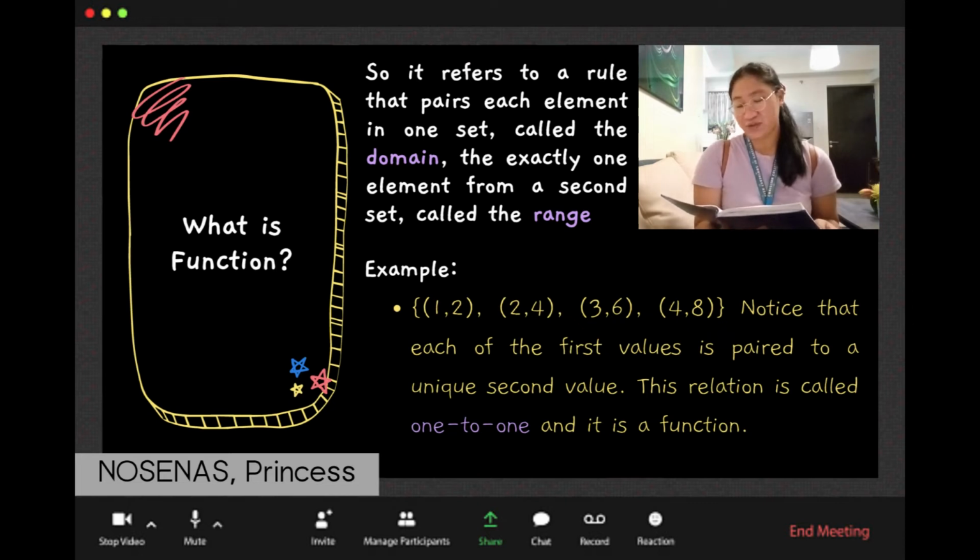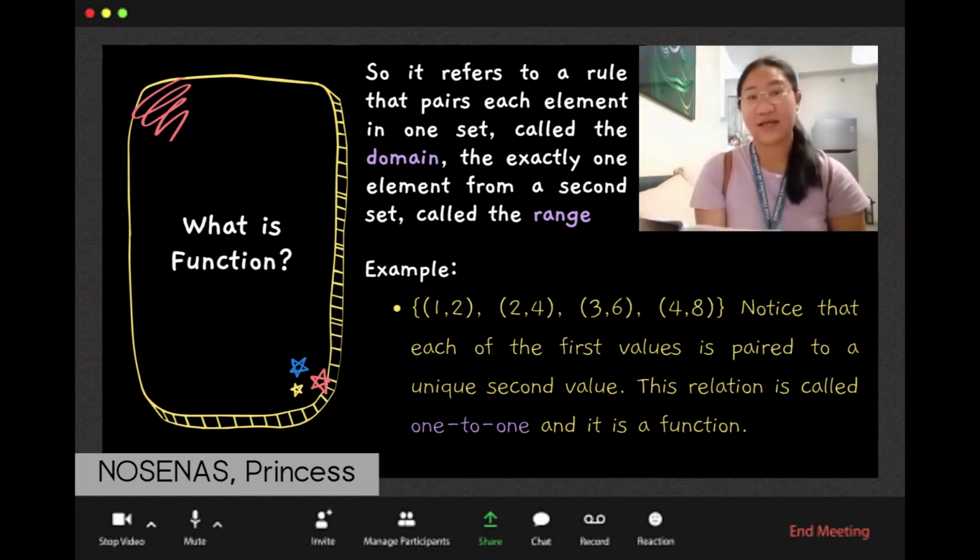So it refers to a rule that pairs each element in one set, called the domain, to exactly one element in a second set called the range. Take note that all functions are relations but not the other way around. Functions strictly follow the rule that each member of its domain is mapped to only one member of its range.